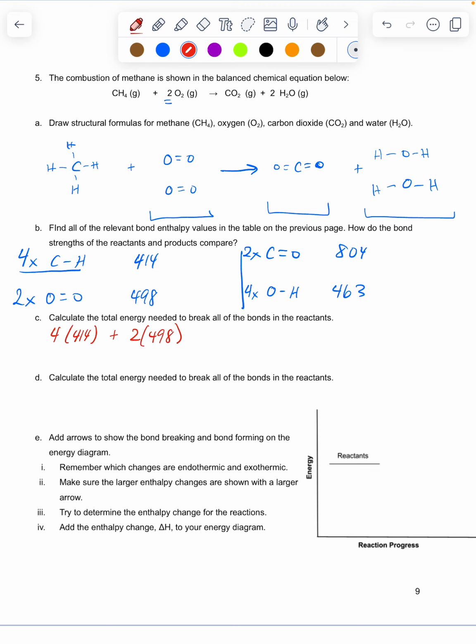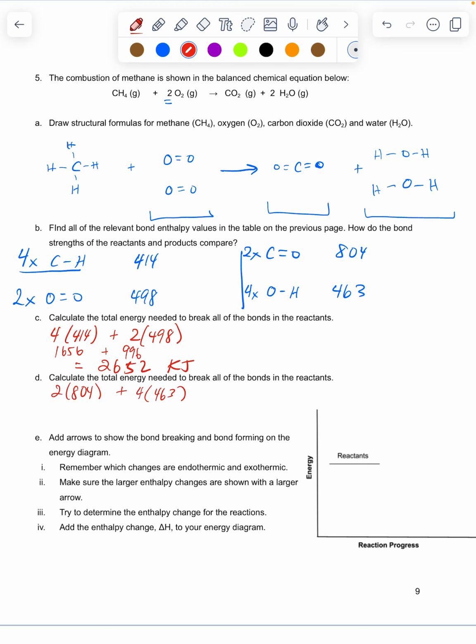4 times 414 is 1656, and 2 times 498 is 996. And so if I add those together, I get that I have to put in 2,652 kilojoules, kJ, to break all of the reactant bonds. Okay, now I'm going to repeat that process for the products. This is the energy that I'm going to get out when these bonds form. So it's going to be 2 times 804, those are the C to O double bonds, and then it's going to be 4 times 463.